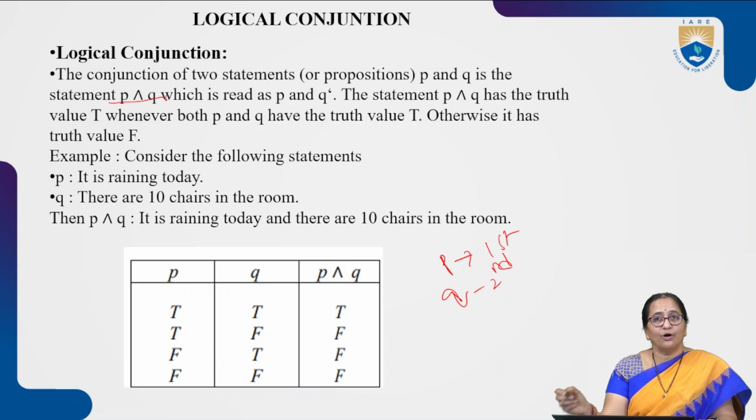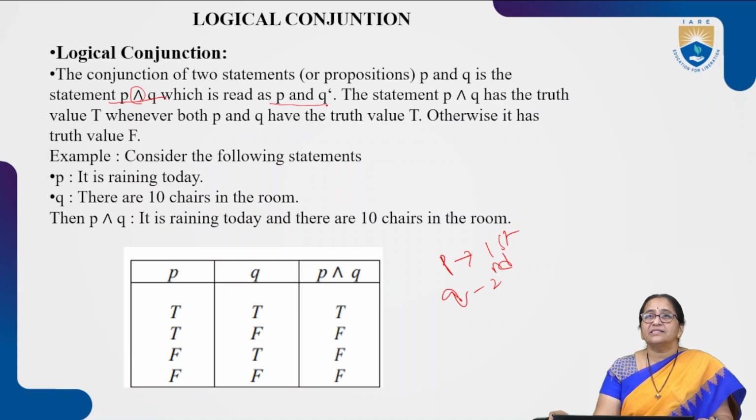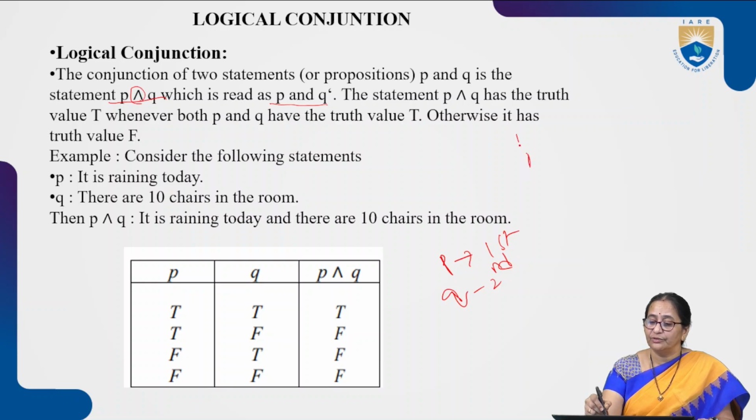P and Q, the AND operation, we represent with the cap symbol, which is read as P and Q. The statement P and Q has the truth value T whenever both P and Q have the truth value T. Otherwise, it has truth value F. T can also be represented with 1. This is the truth table for the conjunction operation.